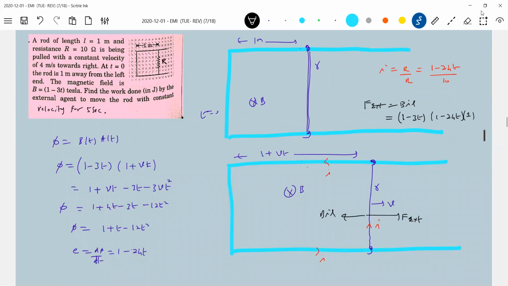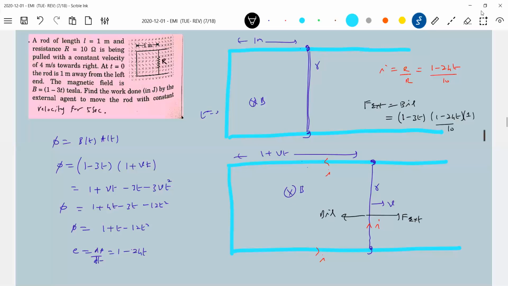So the force is varying with time. How to find the work done when force is varying with time? Sir, that is divided by 10, sir. I is equal to, okay, this 10 is missing, no? Okay, fine.